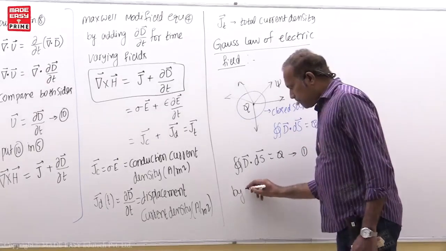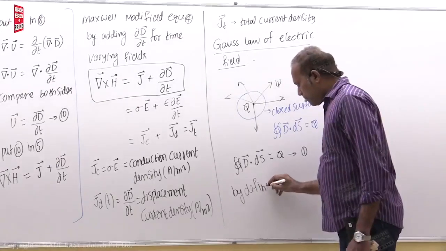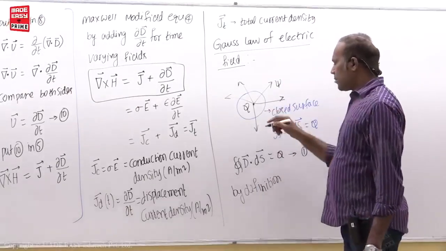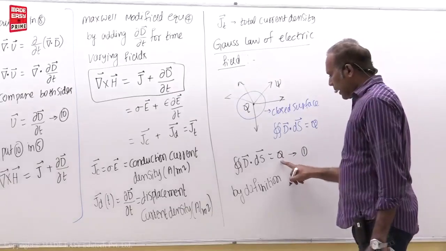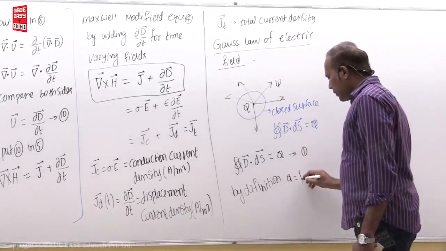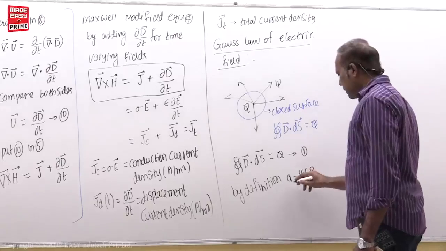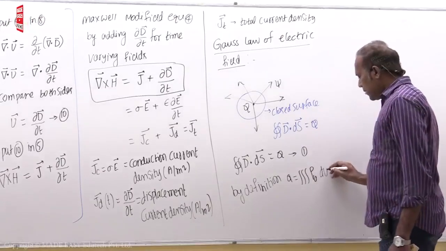By definition, inside a closed surface a volume is present, so write charge in terms of volume, then you get Q is equal to triple integral rho V dV.